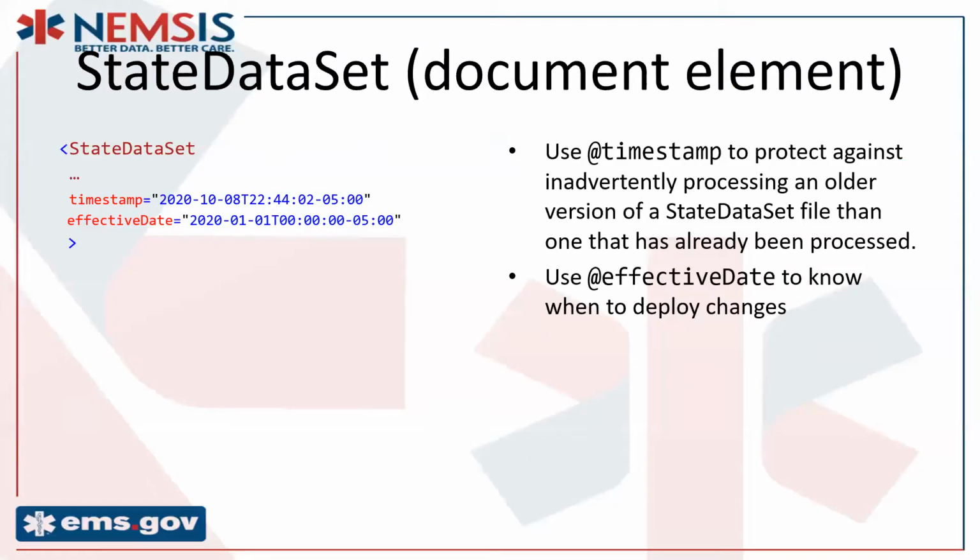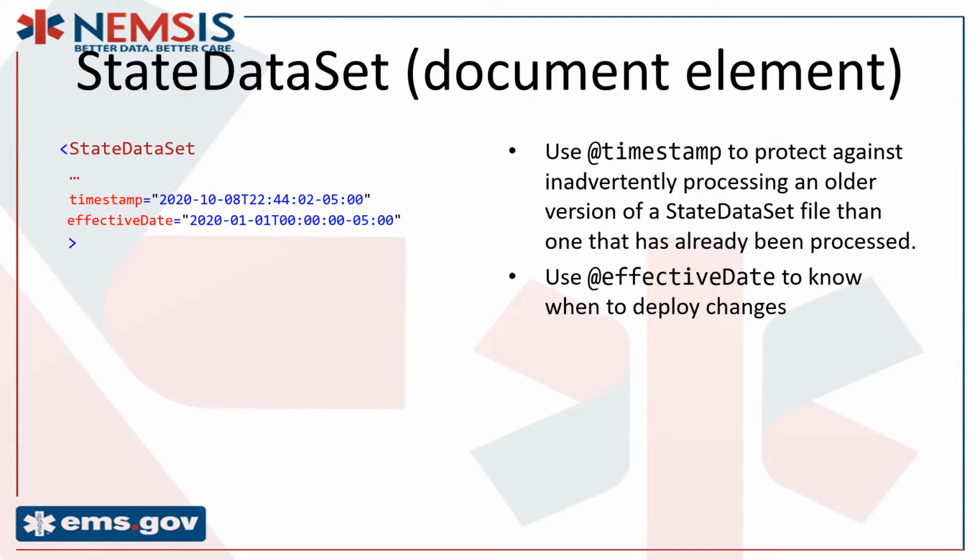First, we'll start with just a couple top level things. The StateDataSet file starts with an element called StateDataSet. That's the document element of these documents. And the StateDataSet has two attributes that are worth noting. One is the timestamp, and the other is the effective date. The timestamp indicates when this StateDataSet was created or last modified. And the effective date indicates when the information in this StateDataSet should go into effect within the state. The effective date was added in NEMSIS 3.5 and did not exist in 3.4.